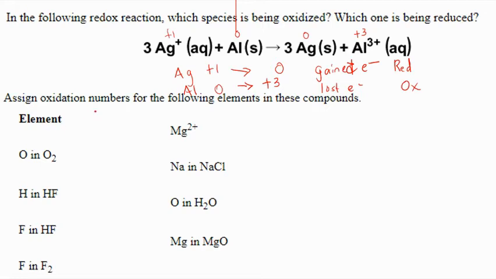So they wanted us to assign oxidation numbers here. O2, the oxygen would be 0. HF, this is a -1, so your hydrogen has to be a +1. Again, -1, +1, 0. This is a +2. The sodium here is a +1. Chlorine would be a -1. -2 for the oxygen, +1 for the hydrogen, and -2 for the oxygen, +2 for the magnesium.